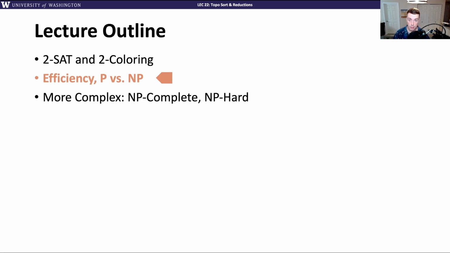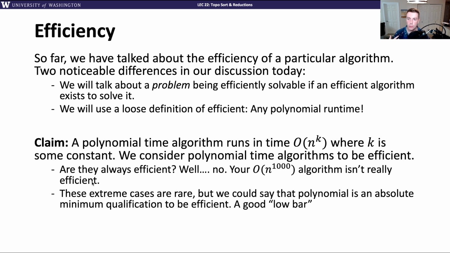So in this video, let's talk a little bit about efficiency and explain what this P versus NP thing I was talking about. So far, when we've talked about efficiency, we've been talking about the efficiency of a particular algorithm. And so two important distinctions that we're gonna make today in terms of our discussion of efficiency is we're gonna be talking about efficiency of problems rather than the algorithm that solves it. And so we'll say that a problem is solved efficiently if there exists an algorithm that can efficiently solve it.